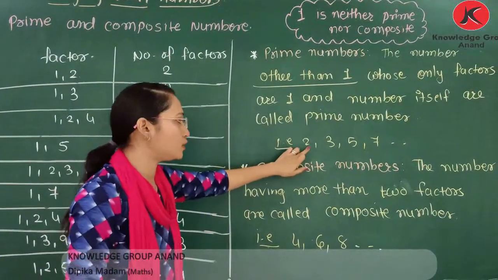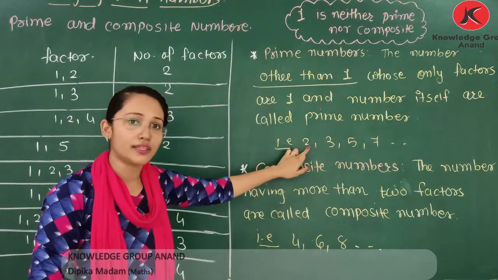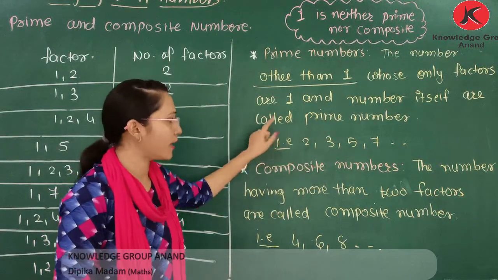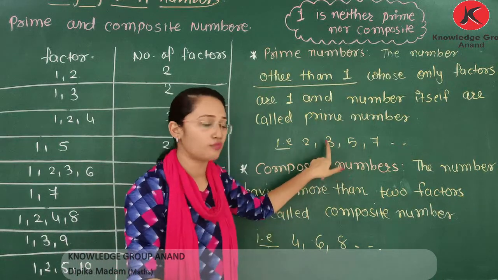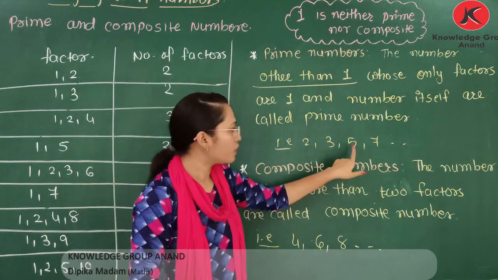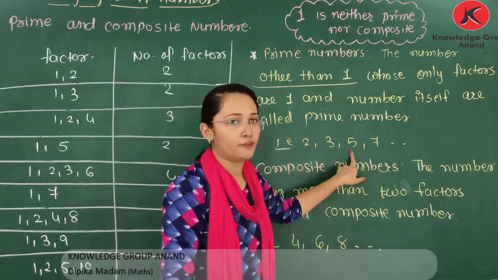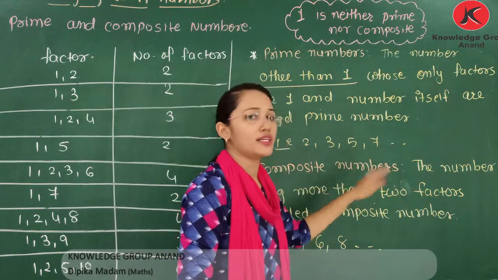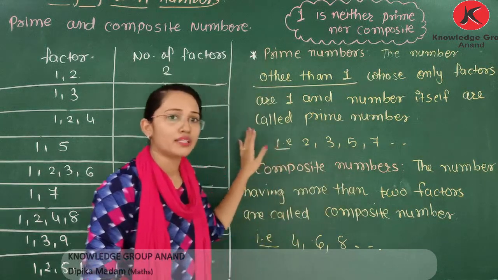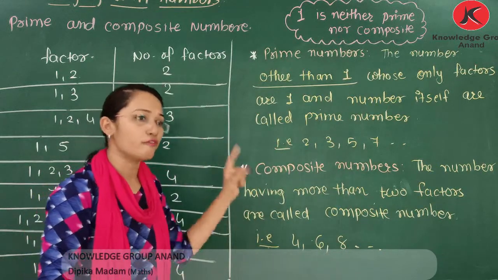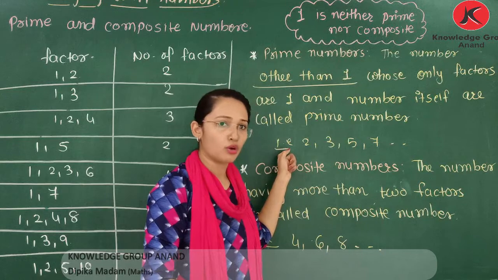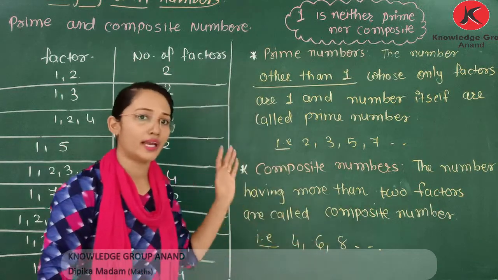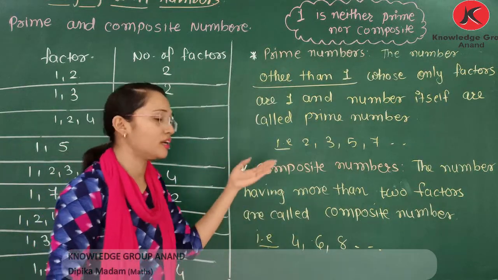So for example 2, we learned the factors of 2, that is 1 and 2, so 1 and number itself. For 3 it is 1 and 3, so 1 and number itself. 5, 1 and 5, 7, 1 and 7. The numbers that have only 2 factors, 1 and number itself, are called prime numbers. Okay, no other factor appears in the table, only 1 and the number itself.